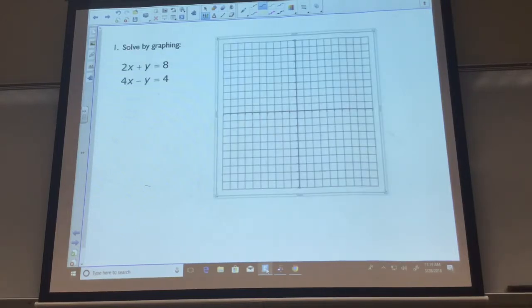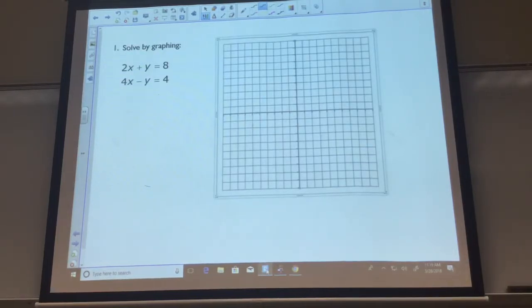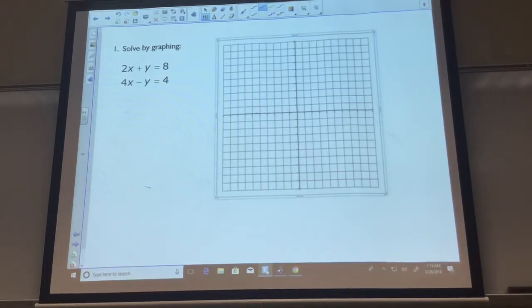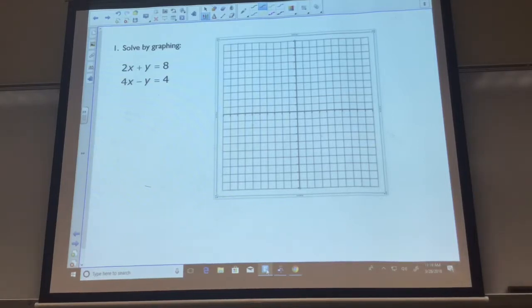This is a typical type of problem that we're going to see when they ask us to solve by graphing. They're going to want us to put those two equations on the graph at the same time and find out what the point that they share in common happens to be. So let's cater to you first. How are you more than likely going to solve this problem?